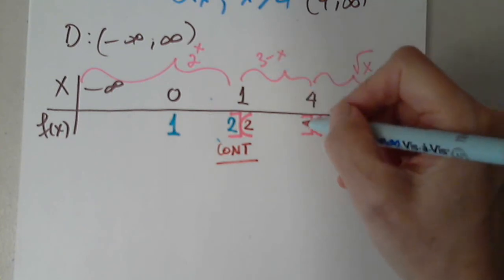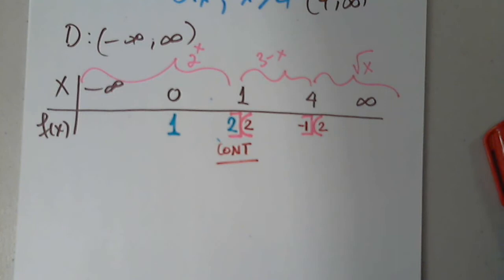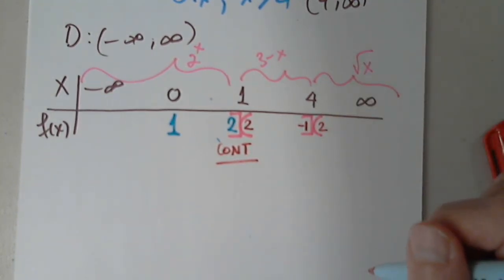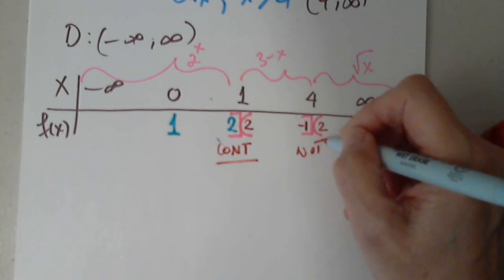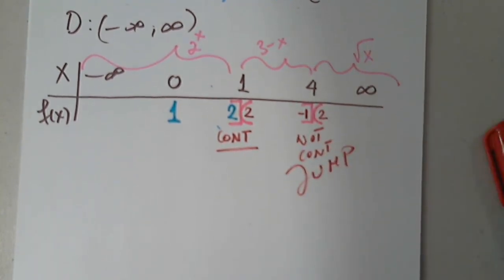I plug in 4, I get -1. I plug in 4, I get 2. Will this function be continuous at 4? No. No, the function will not be continuous. Not continuous. What type? Jump. That's good enough. I'm going to graph the function.